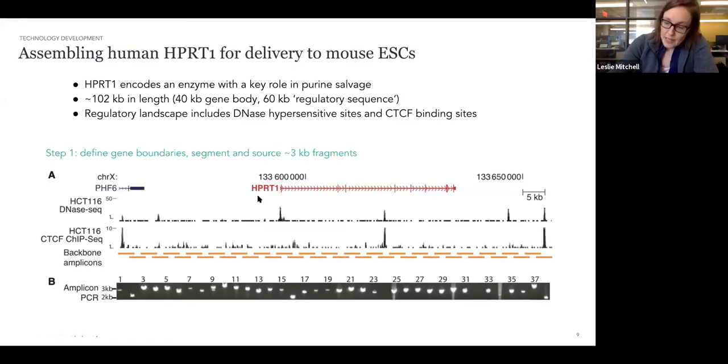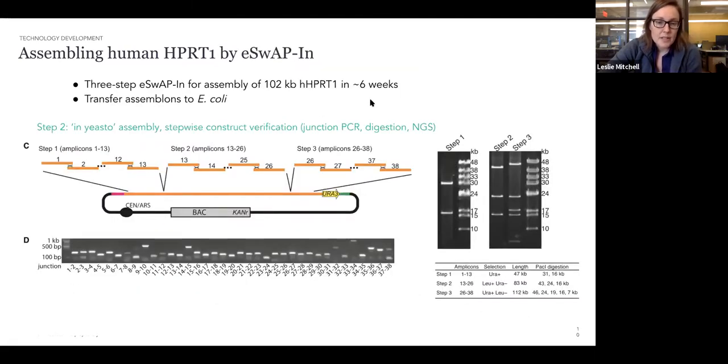So in terms of thinking about using that e-swap-in technology for assembly, we segmented out this gene into approximately 3 kb fragments. And those then could be sourced via a number of mechanisms, but as we all know, synthetic DNA is a little pricey and sometimes doesn't deliver on the promise of having that sequence arrive in your lab. And so we sourced these 3 kb segments via PCR from a cell line in the lab. These fragments, we then used the e-swap-in technology that I described in 3 steps, assembling this 102 kb sequence in about 6 weeks using yeast.